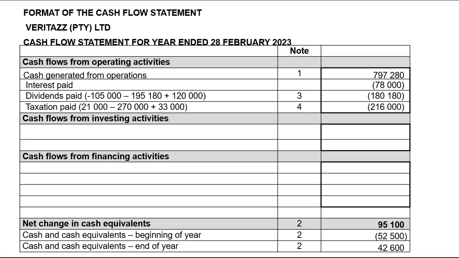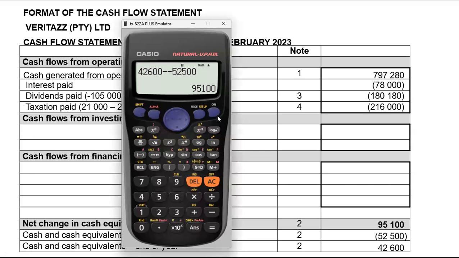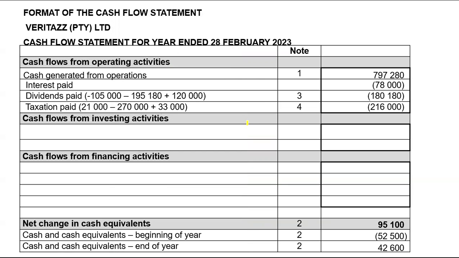Let's check our movements under cash generated from operations, right? You will take 797,280, you minus 78,000, you minus 180, and then you minus 216,000. Let's check. You will get a cash inflow under operating activities of 323,100. It's positive, so you put it just like that.